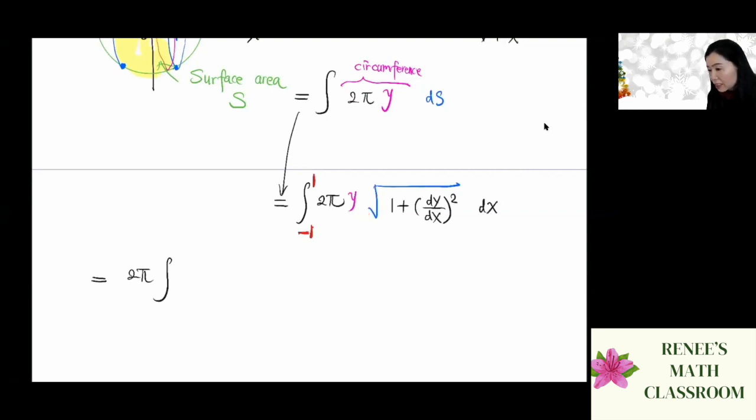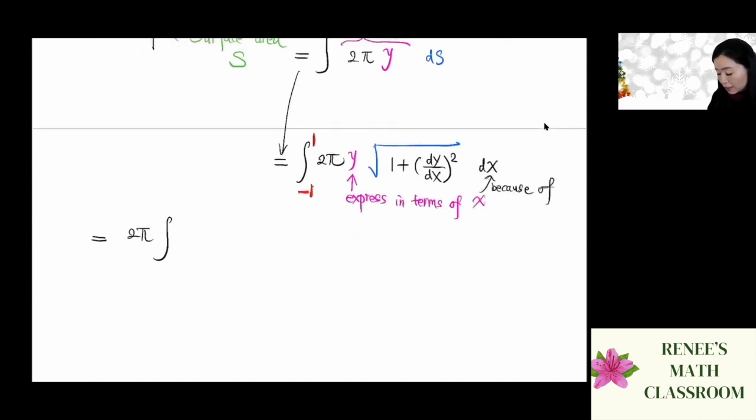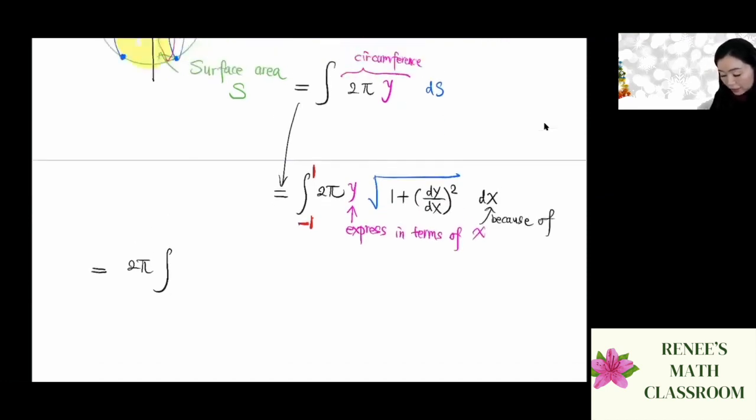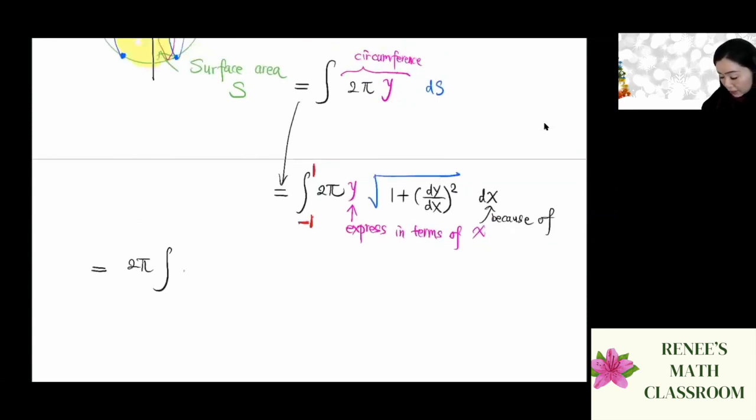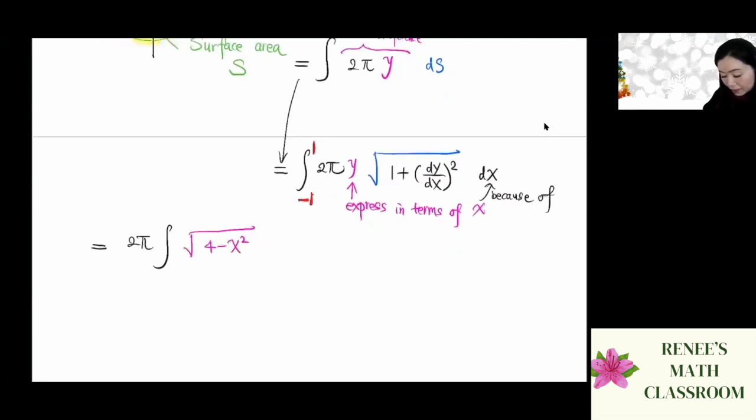Since this is dx, we want to express everything in terms of x. So the y over here, we already know it is the square root of 4 minus x squared. And then we have this square root of 1 plus dy dx squared, which we already found. When you square that, we get this, and then dx, with x going from -1 to 1.